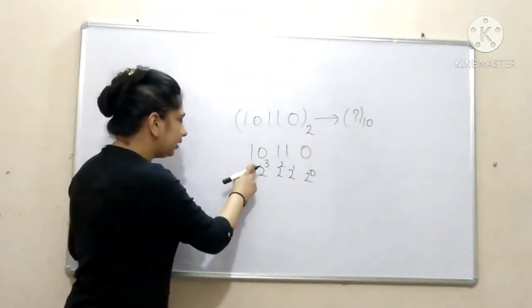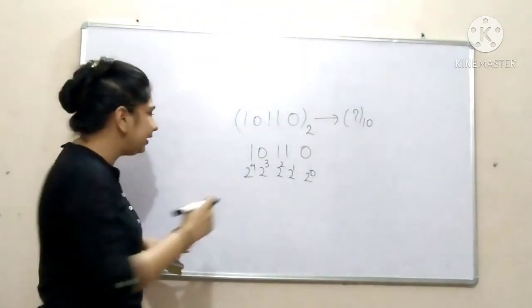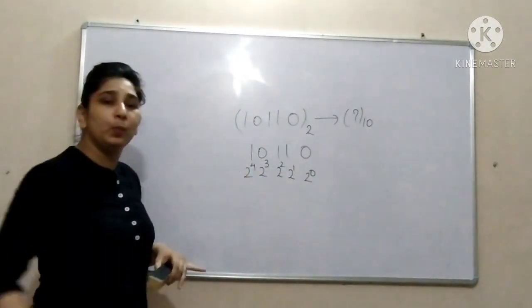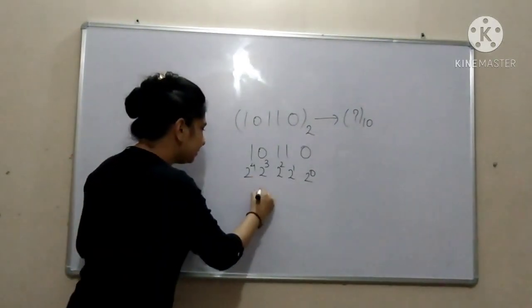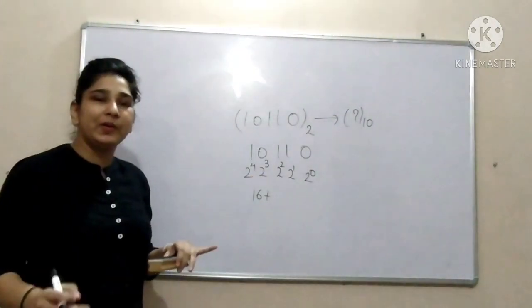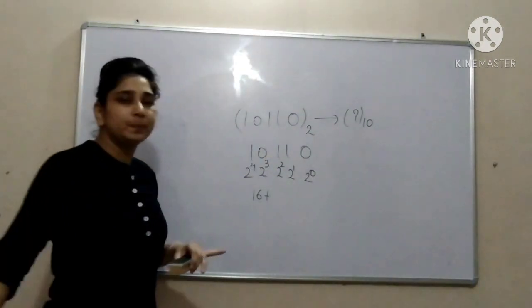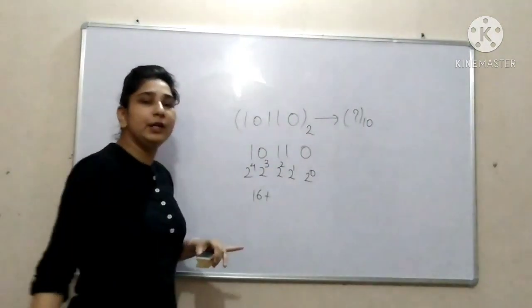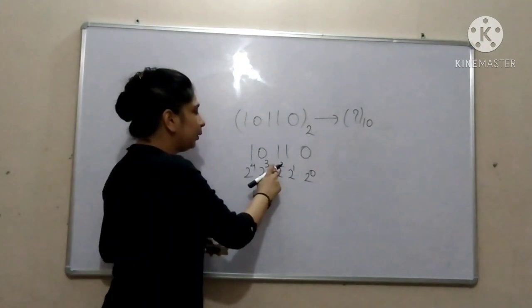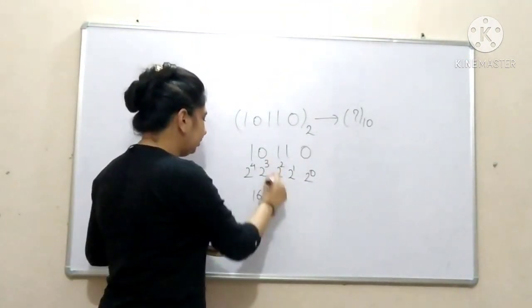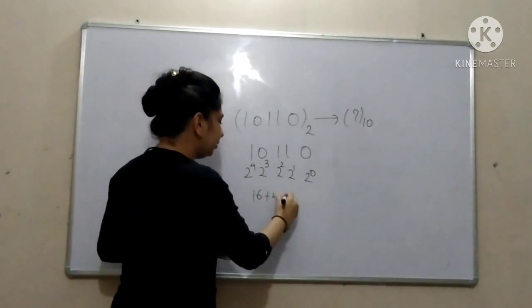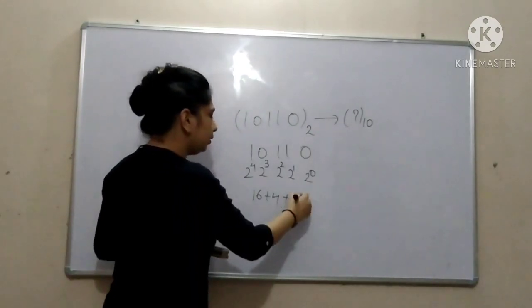And what you are doing? 2 raised to power 4, which is 16, multiplied by the bit. So 16 into 1, 16. 2 raised to power 3, 8. 8 into 0, 0. 2 raised to power 2, 4 into 1, 4. 2 into 1, 2. 1 into 0, 0.